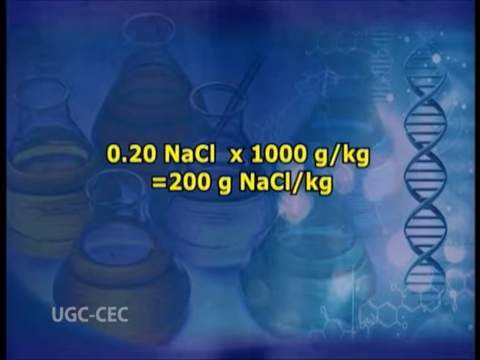If the total quantity needed is 1 kg, then it would simply be a matter of calculating 20% of 1 kg, which of course is 0.20 sodium chloride times 1000 gram per kg, equal to 200 gram sodium chloride per kg. In order to bring the total quantity to 1 kg, it would be necessary to add 800 gram water.